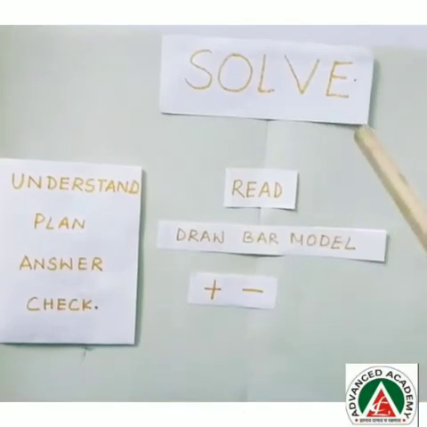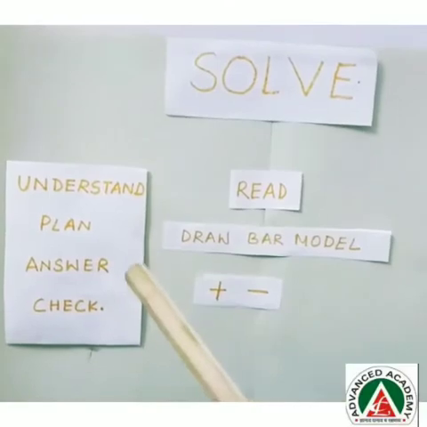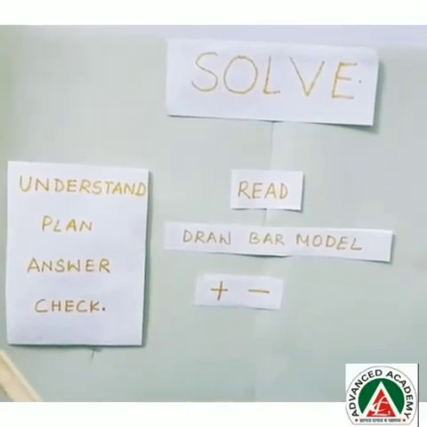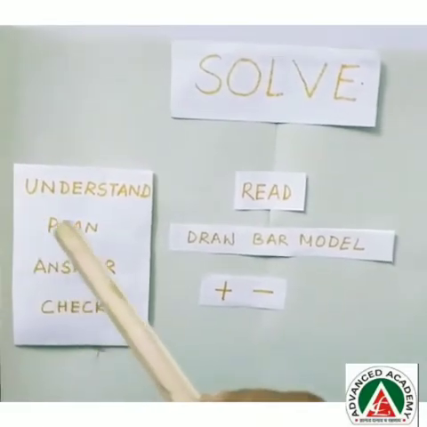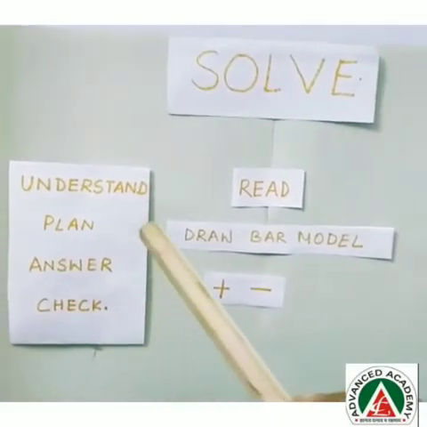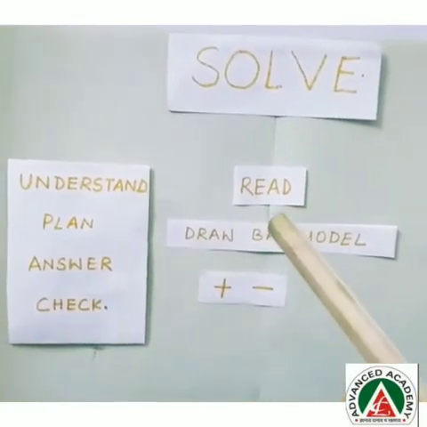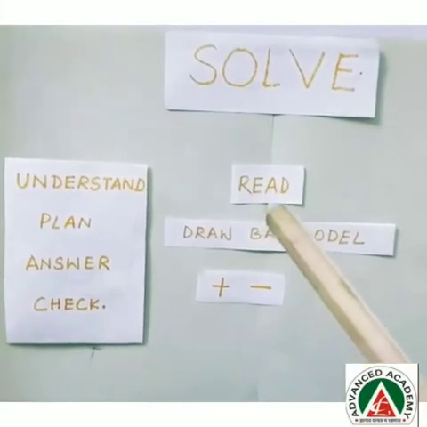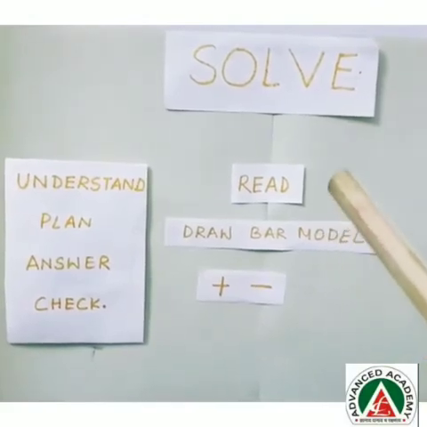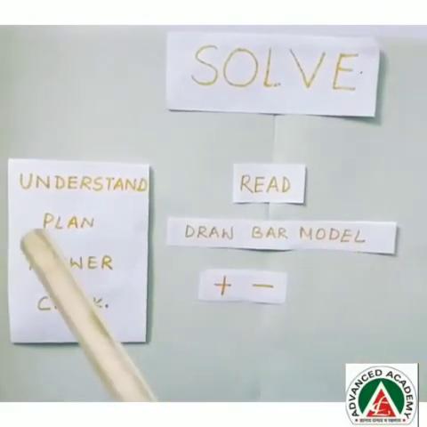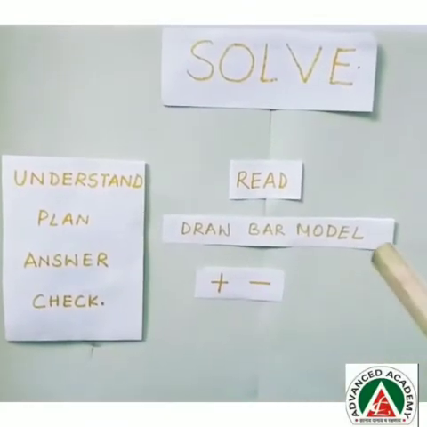To solve any word problem, there are different steps which we have to undertake to get the answer. But what are those steps? Understand the problem. How will we understand? By reading it. We have to read the problem twice, thrice, as many times till we have understood the problem. Plan. How to plan? We have to draw a bar model.